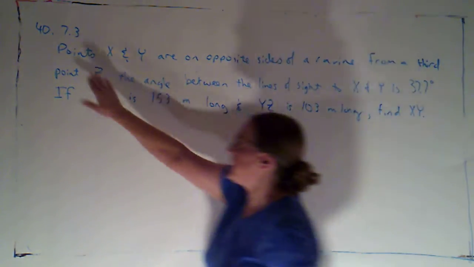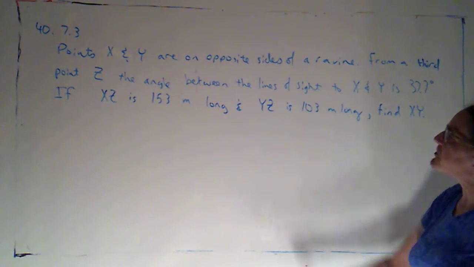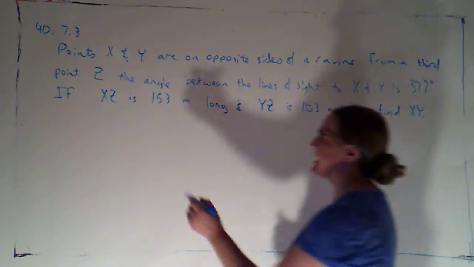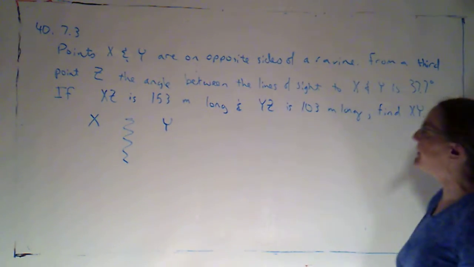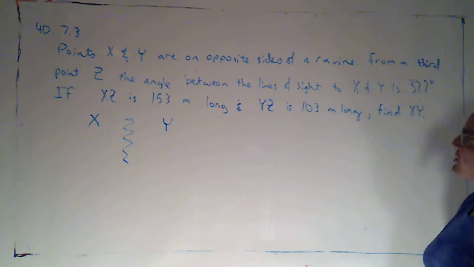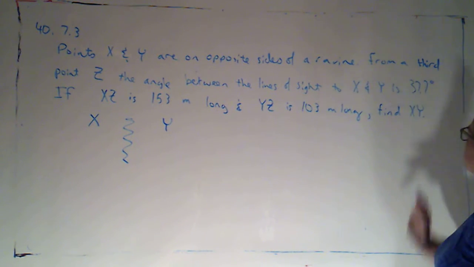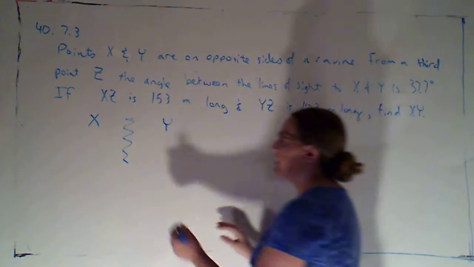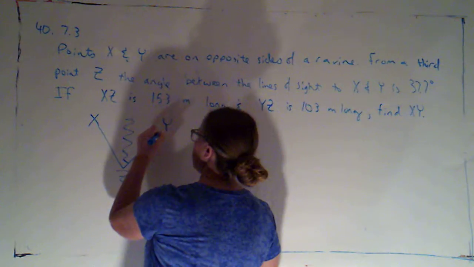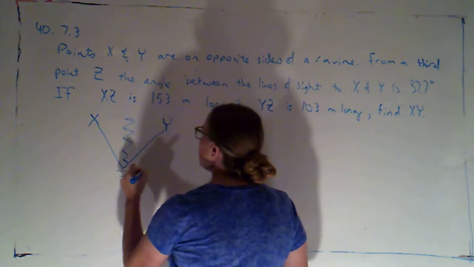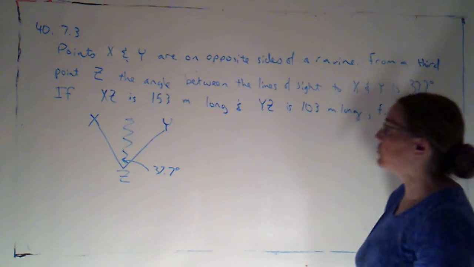And so I've just picked one of the even numbered problems from your text so that we can work through this. Okay? So we've got points x and y on opposite sides of a ravine. So here's my ravine, and there's x, and there's y. Okay. And then we're told that from a third point z, the angle between the lines of sight to x and y is 37.7 degrees. So if I put a point z here, there's my line of sight to x, there's my line of sight to y, and we're being told that that angle is 37.7 degrees.